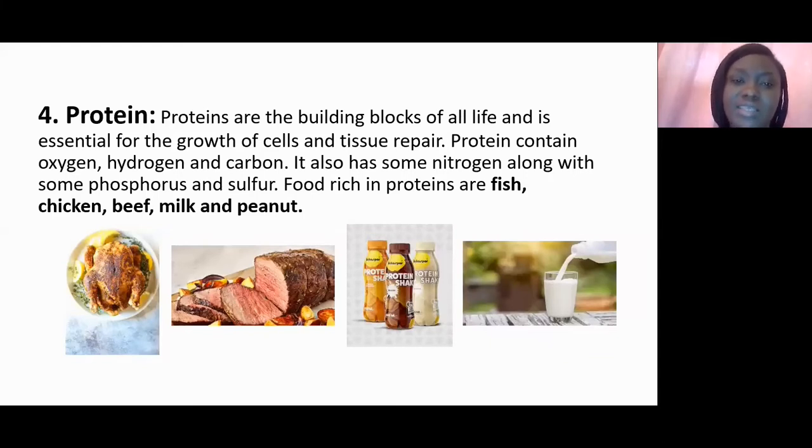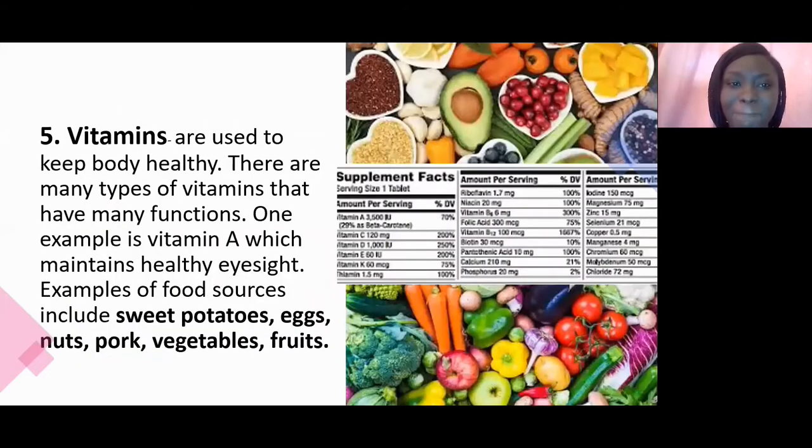And remember we said last class that basically foods that are meat foods or dairy products are usually rich in protein. And this is where we stopped. We stopped at vitamins, number 5, vitamins, right? And we said that vitamins promote overall health. So vitamins are a very important nutrient. We also said that there are many types of vitamins, and different types of vitamins are responsible for different things. An example we gave is vitamin A, which maintains healthy eyesight. Good examples of food sources of this vitamin are sweet potatoes, eggs, nuts, pork, vegetables, and fruits. So vitamins have a wide variety of food sources.